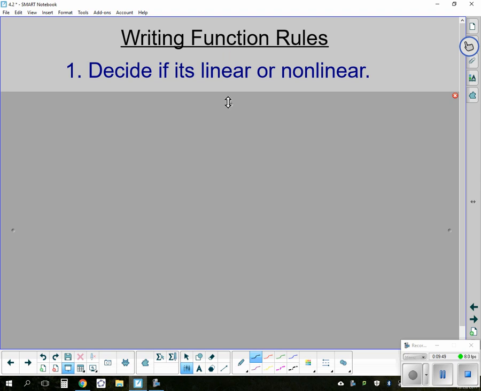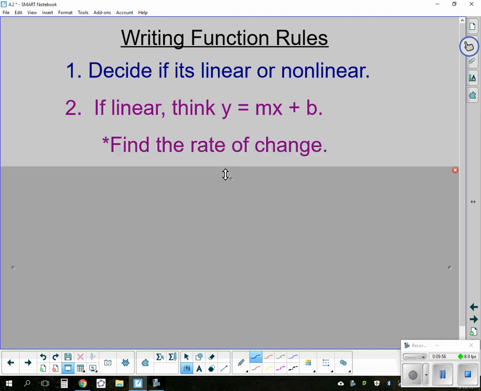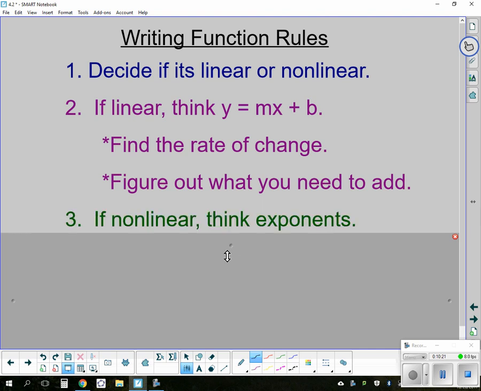If it's linear, then that's the same way we did it for 4.1. You need to think about y equals mx plus b. You need to find the rate of change, which is finding the change in the y's, finding the change in the x's, and then dividing them. There should be a common rate of change. Then figure out if you have a b, what you need to add in order to make your equation work out, and that's just by plugging in that first test point.